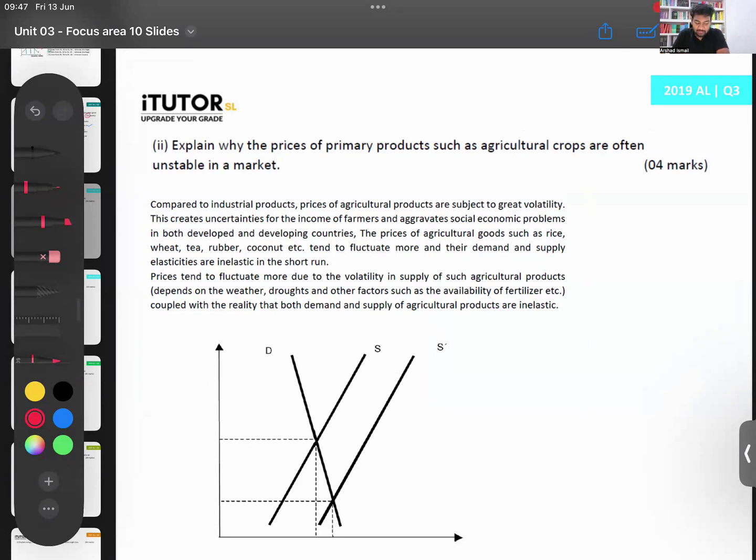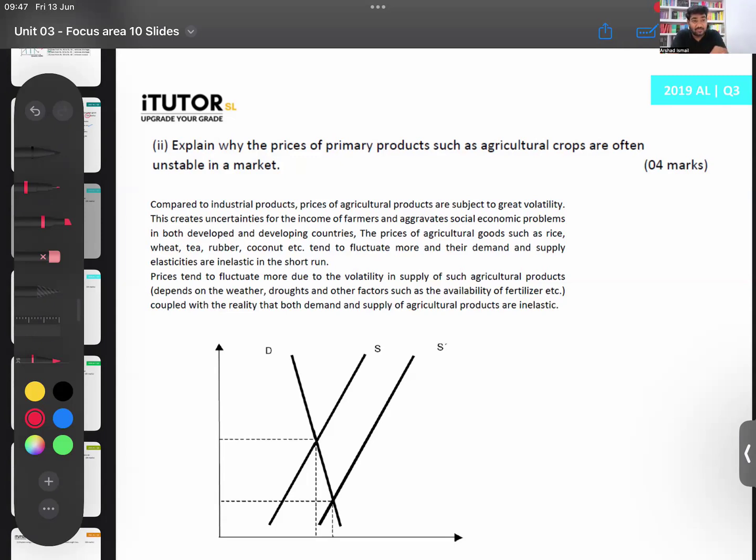So the question is saying, why are the prices of these primary products, such as agricultural crops, unstable in the market? Now, you all would have realized that. If you take any product in the market, your class fees haven't changed, right? Or even any other products, the prices don't change very often. But if you take agricultural goods like vegetables, rice, the price always changes, no?